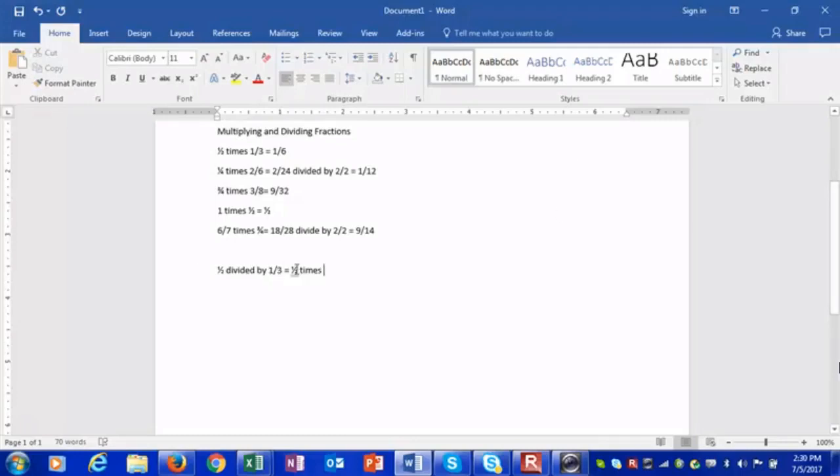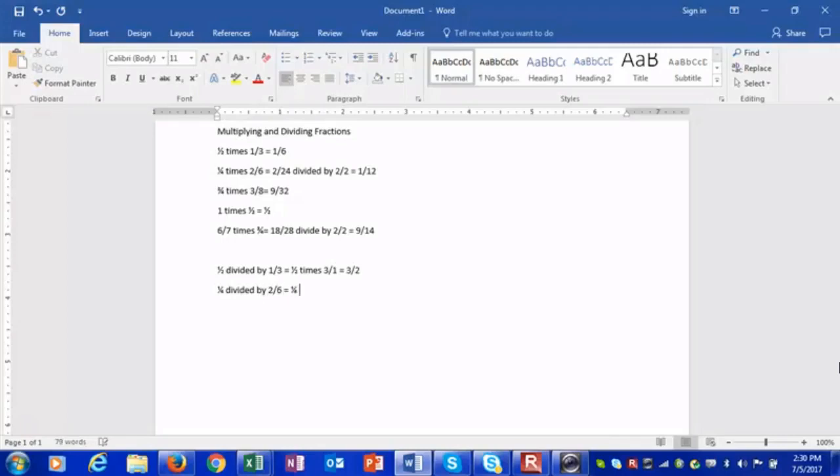So when we rewrite the sentence, it's still 1/2. We change the operation in the middle to times, and we flip the second fraction. So now we have 3 over 1. So 1/2 times 3 over 1. What is 1 times 3? 3. What is 2 times 1? 2. Okay. 1/4 divided by 2/6.